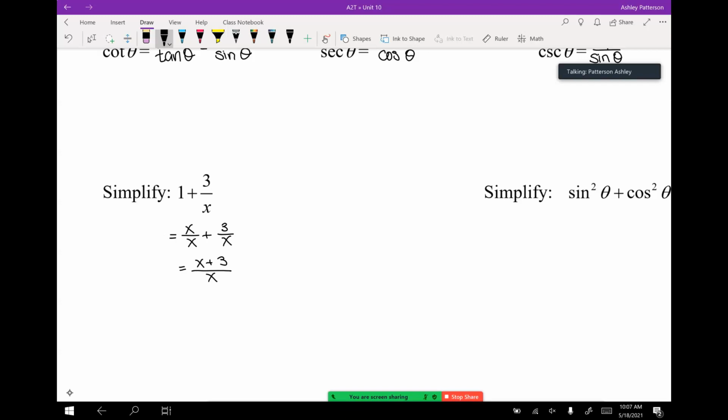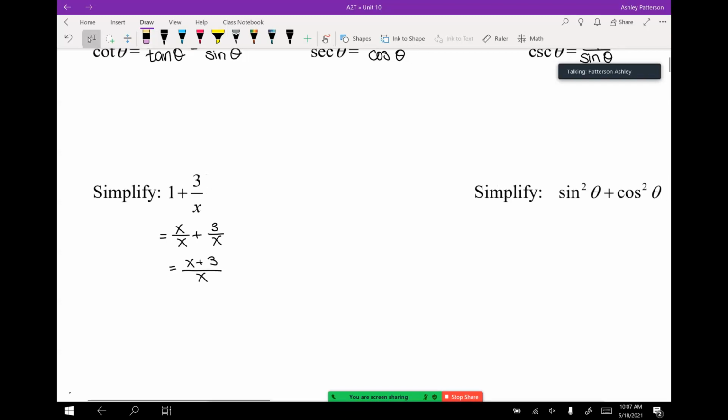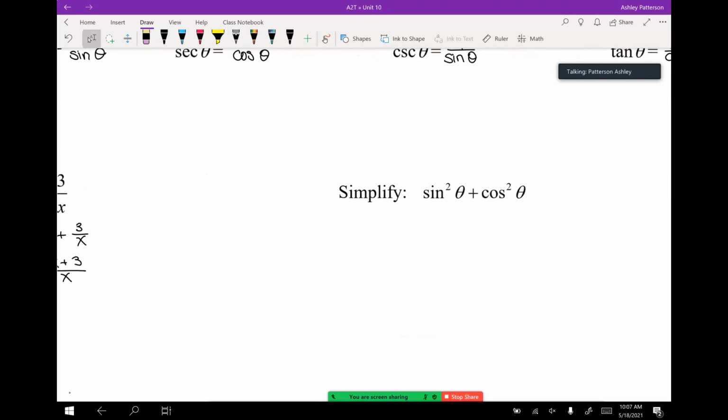This is a possibility. Okay, well, what if I ask you to combine sine squared of theta plus cosine squared of theta? Yikes. Okay, hang on one second. Well, we can rewrite this as the sine of theta squared plus the cosine of theta squared. But that doesn't really help us. There aren't any denominators to combine. They're different trig functions. I'm going to put a big fat question mark.